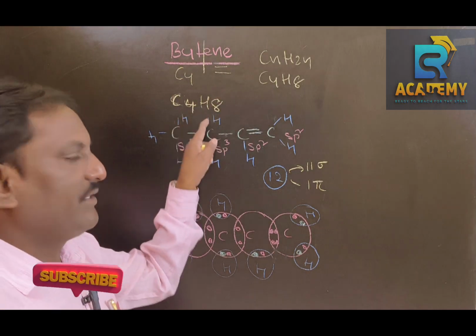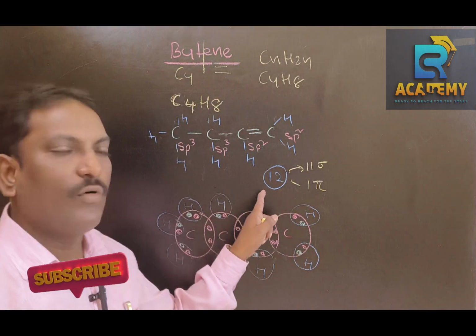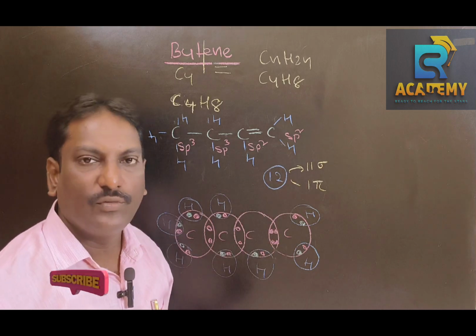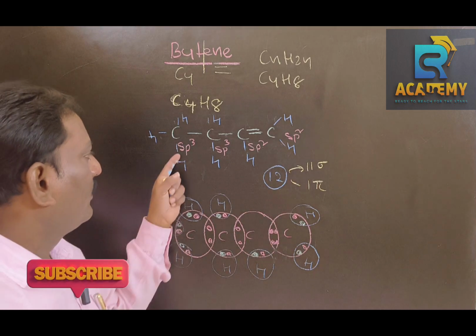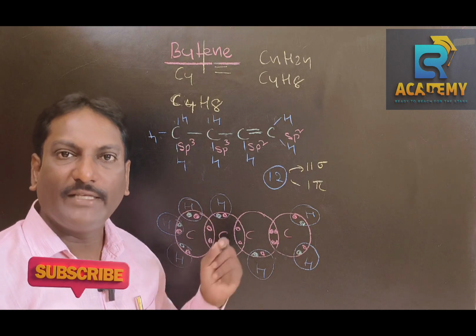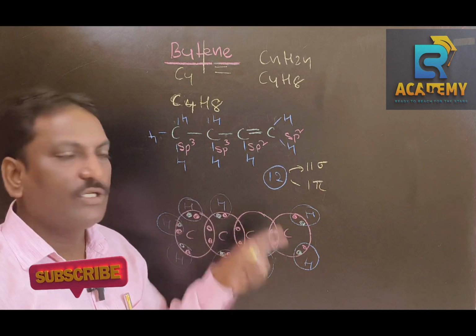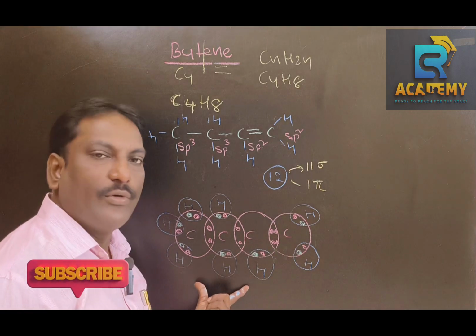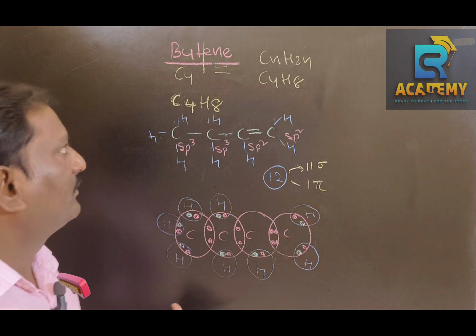Butene chemical formula C4H8. Number of covalent bonds 12. Among them 11 sigma bonds and only one pi bond. Next, in butene, two carbon atoms undergo sp3, whereas the other two carbon atoms undergo sp2 hybridization. And this is the Lewis dot structure of butene. Make a note.